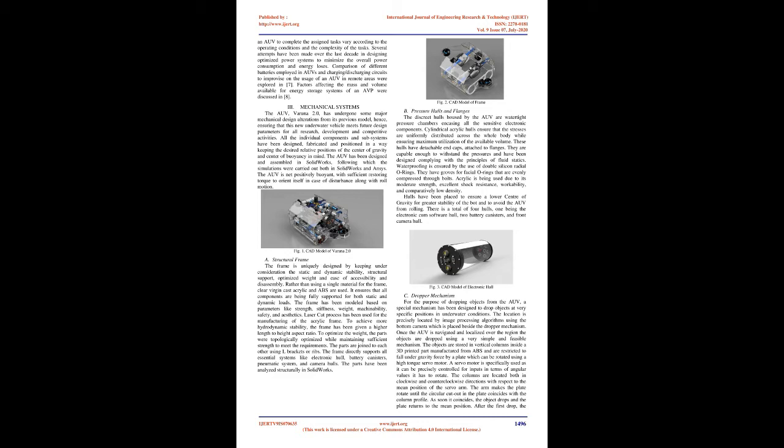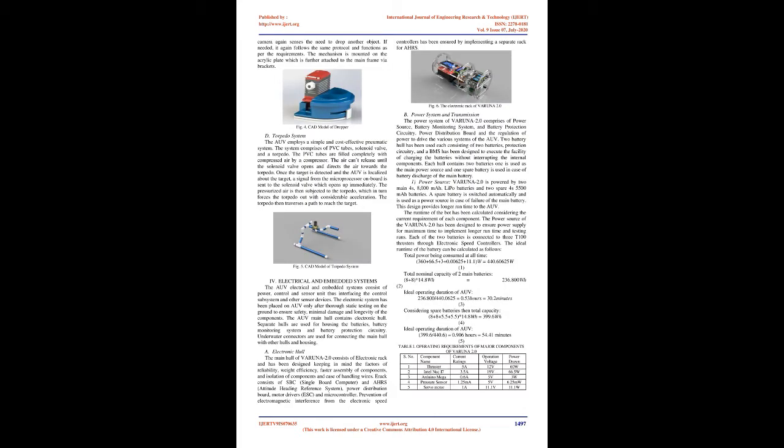C. Dropper mechanism. For the purpose of dropping objects from the AUV, a special mechanism has been designed to drop objects at very specific positions in underwater conditions. The location is precisely located by image processing algorithms using the bottom camera, which is placed beside the dropper mechanism. Once the AUV is navigated and localized over the region, the objects are dropped using a very simple and feasible mechanism. The objects are stored in vertical columns inside a 3D printed part manufactured from ABS and are restricted to fall under gravity force by a plate which can be rotated using a high-torque servo motor.